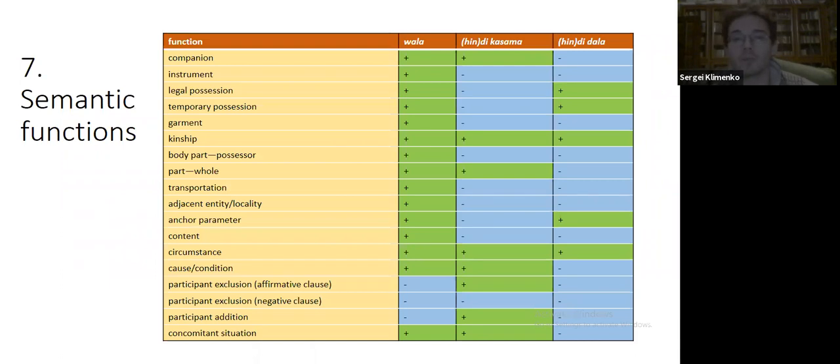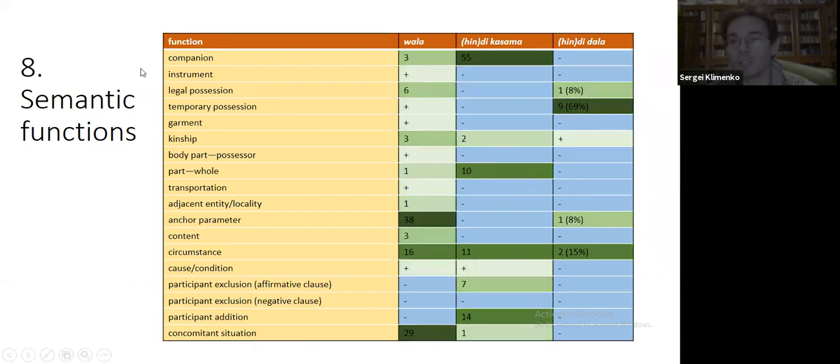So in this table, you can see all the semantic functions that I found accessible for these three constructions. Here we can see that the construction with wala is the more generic one. It covers almost all functions, while the construction with kasama can cover only 8 functions, and the construction with dala only 5 functions. But if we look at the data in the sample, we see that the constructions, especially the construction with wala, have a way more restricted distribution, semantically speaking. Part of the semantic functions accessible for this construction are not represented in the sample at all.